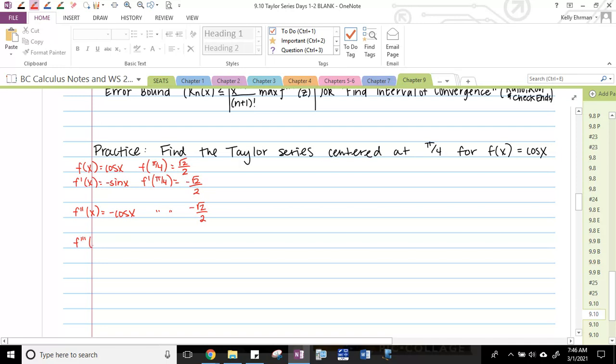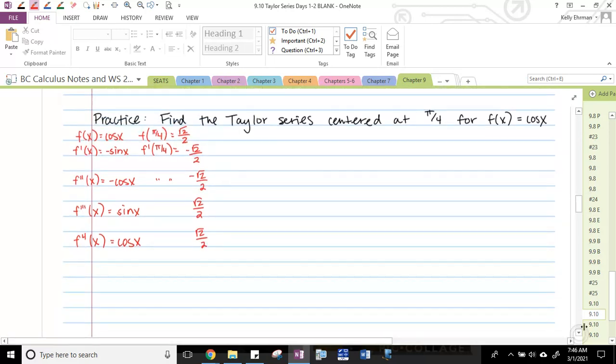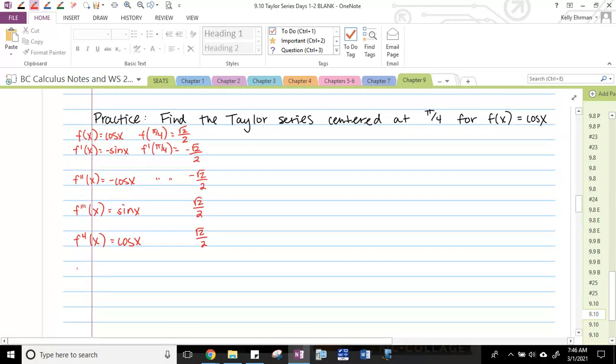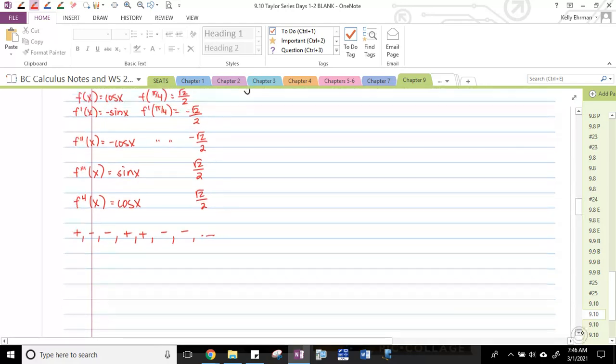Let's take this to 4 derivatives just so we can see what's happening with the signs. The derivative of negative cosine is positive sine, which would give me positive radical 2 over 2. Finally, the fourth derivative will be cosine, another positive radical 2 over 2. This is not really an alternating series. The signs are going plus, minus, minus, plus, plus. Next two would be minus, minus. It's going to keep going on.